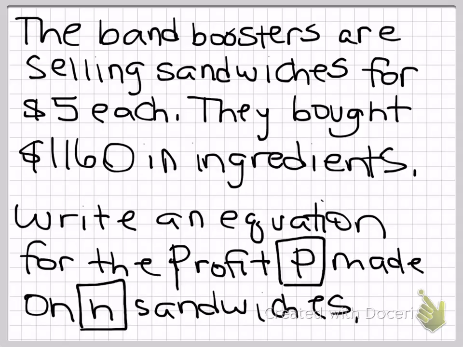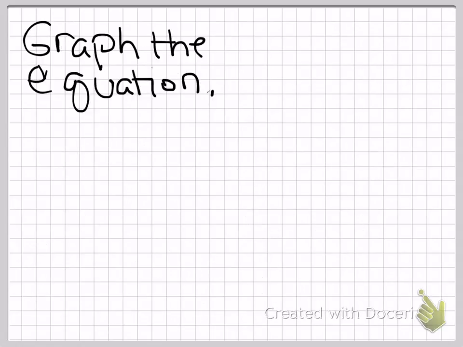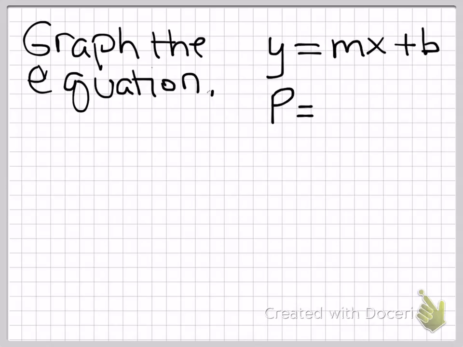So if you think about which is dependent on the other, the profit would depend on the number of sandwiches sold. So that means the profit is your y and the number of sandwiches is your x. So normally we would write y equals mx plus b. Instead of y, we're going to replace it with p for profit, and instead of x, we're going to replace it with n for number of sandwiches sold.